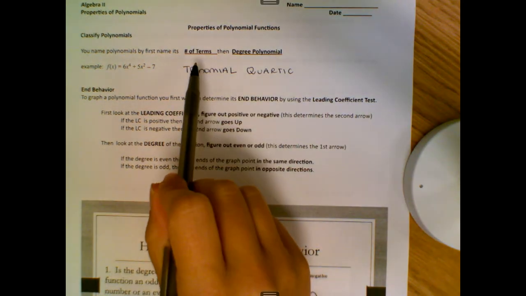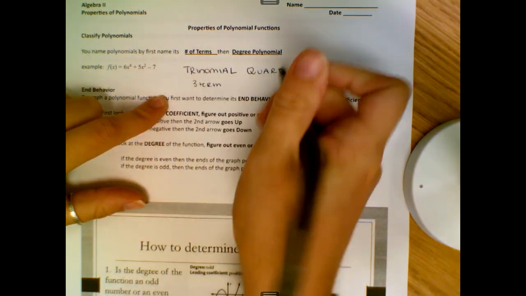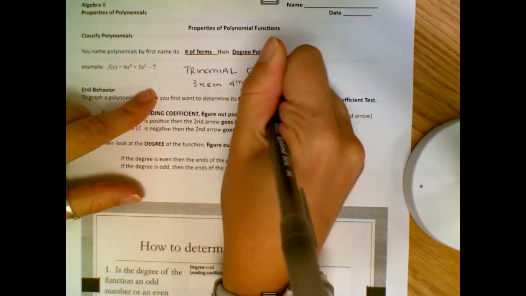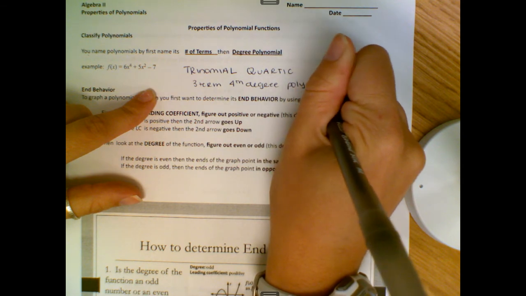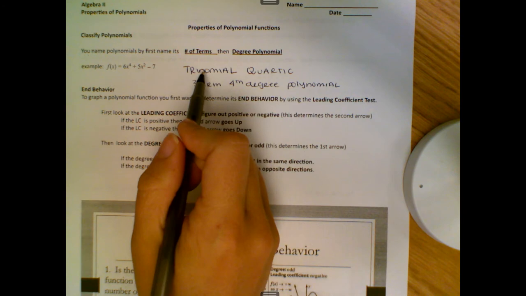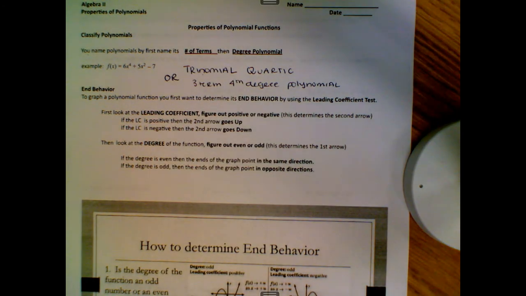If you don't want to remember all the fancy names, you could also call it a 3-term, 4th degree polynomial. But just know that you're going to see the words trinomial, quartic, and all of those out there. So that's what I mean when I say classify. We're going to practice plenty of that in a second.